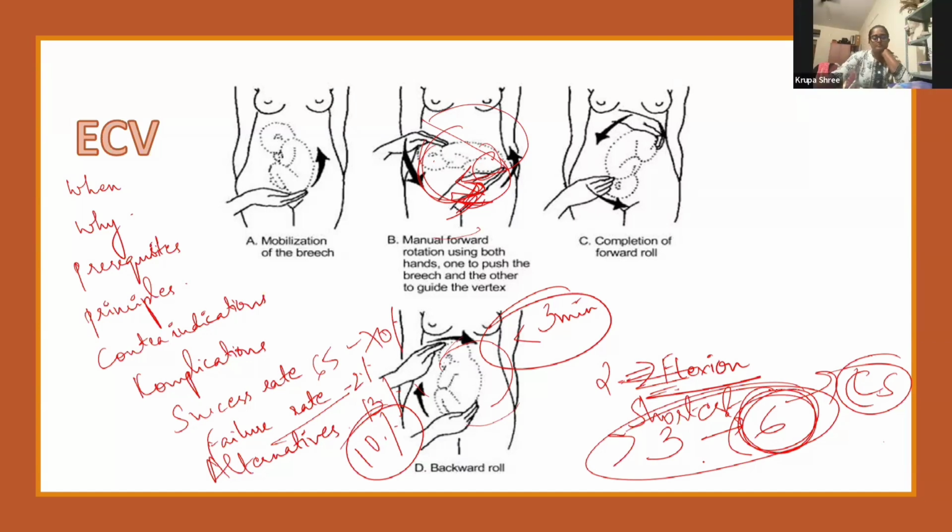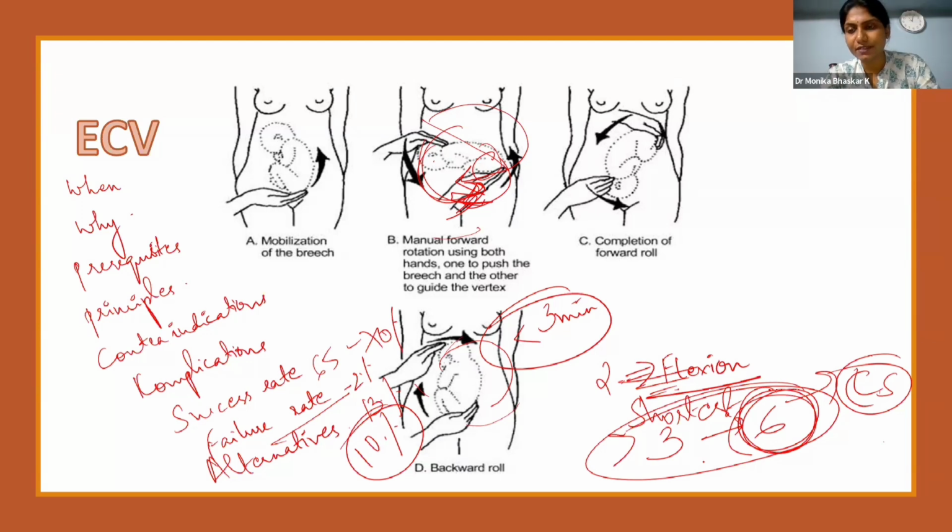And once ECV has failed, you can attempt once more after 1 week. Again, if it fails, then you have to take her up for a cesarean section. Not more than 2 attempts of ECV in an interval of 1 week should be done. And ideally it should be performed between 36 to 37 weeks of gestation.